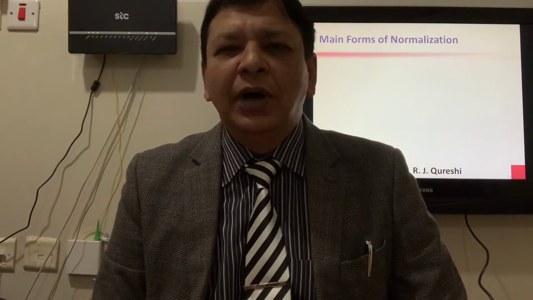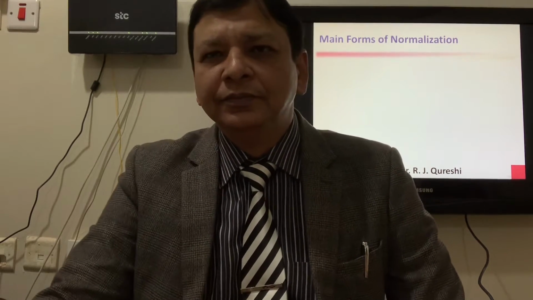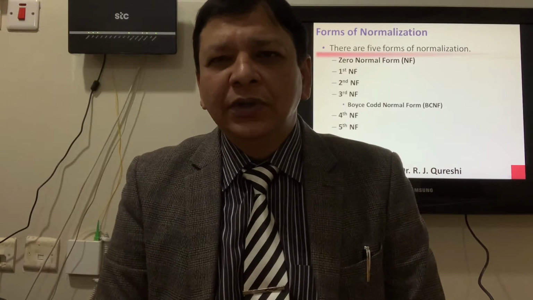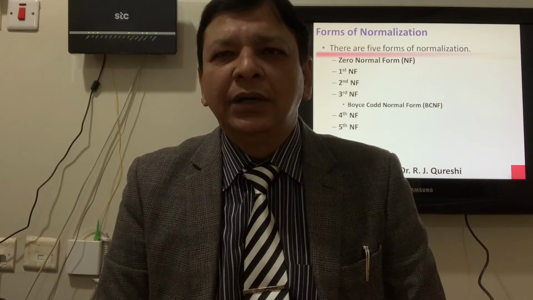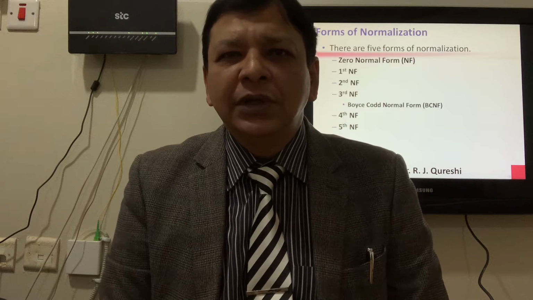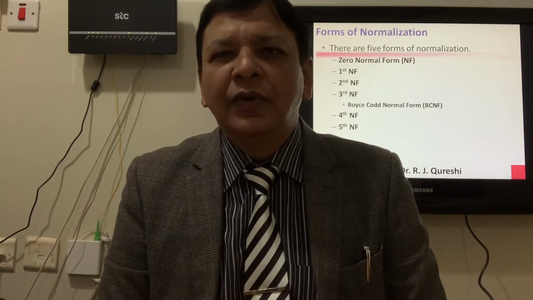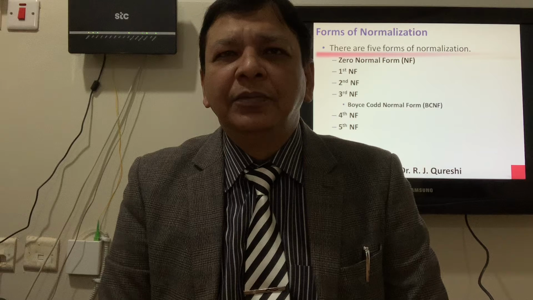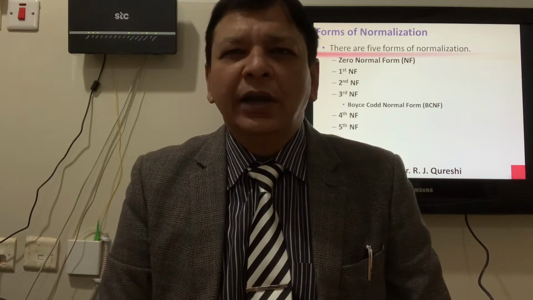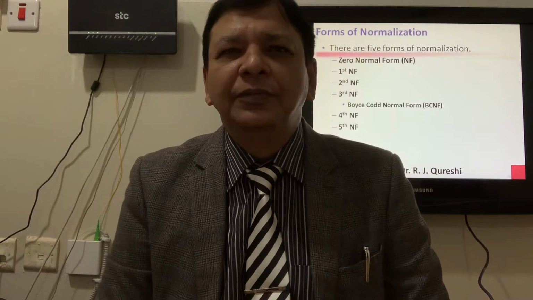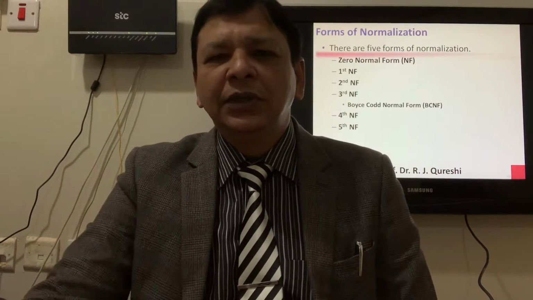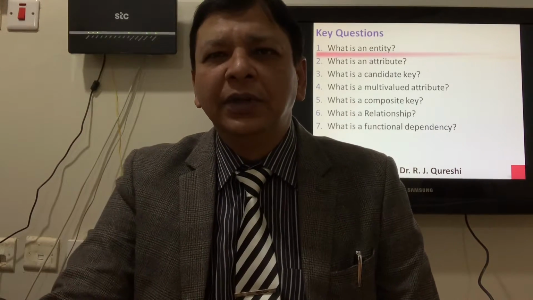Then how many forms of normalization do we have? There are 5 forms of normalization. We have zero normal form, which is also called unnormalized. Then we have first normal form, second normal form, third normal form, and BCNF Boyce-Codd, which is not called fourth, it's like part of third normal form. Then we have fourth normal form, and then fifth normal form. So these are the 5 forms of normalization.